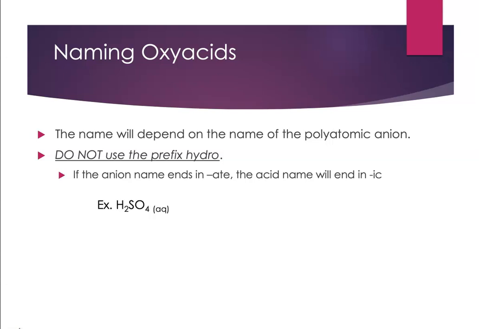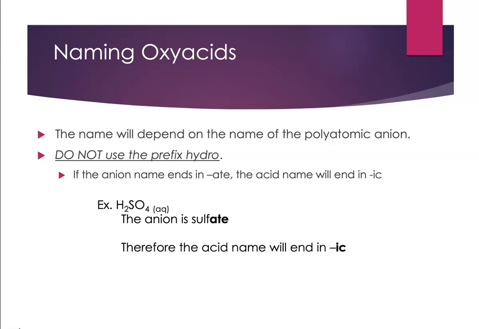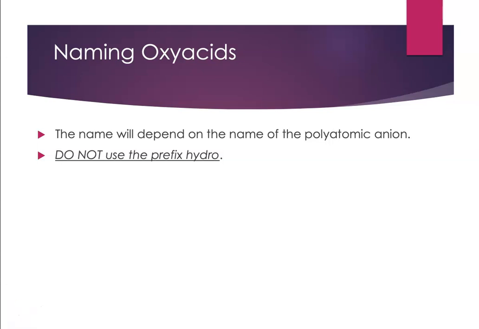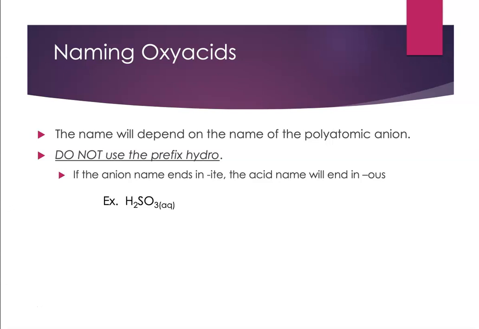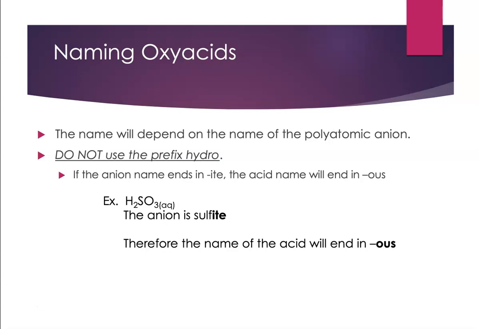Let's do an example. H2SO4, all right? The anion is sulfate, SO4 2-. Okay, so since the anion ends in ate, the acid name will end in ic. So the name of this is sulfuric acid. Not all of our polyatomic ions, though, end in ate. If the polyatomic ion name ends in ite, the acid name will end in us. So, for example, H2SO3. All right, the anion is sulfite, SO3 2-. And therefore, the name of the acid will end in us. And so the name of this acid is sulfurous acid.